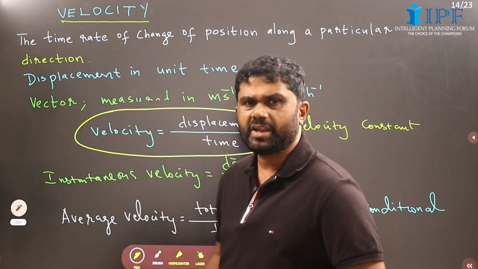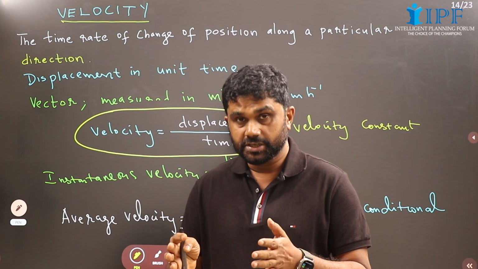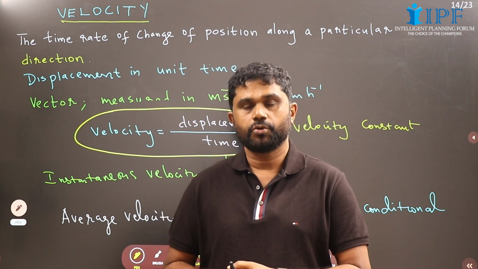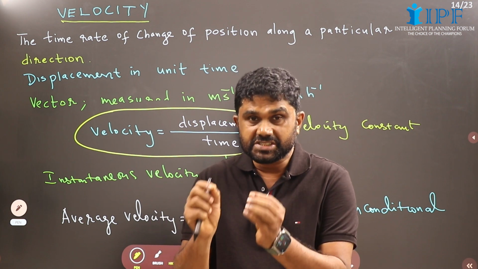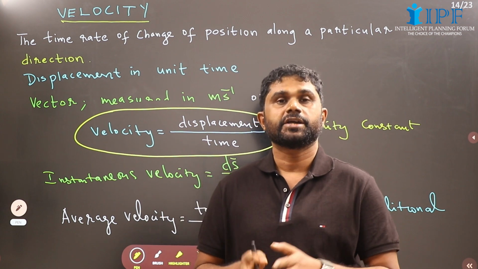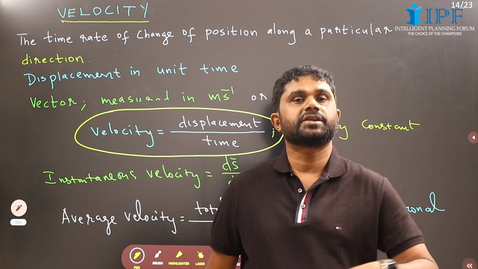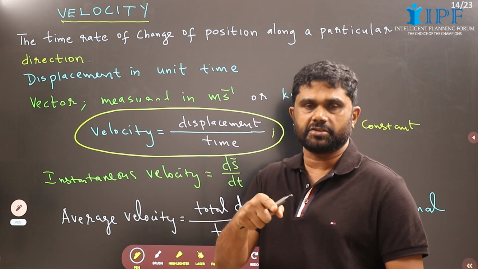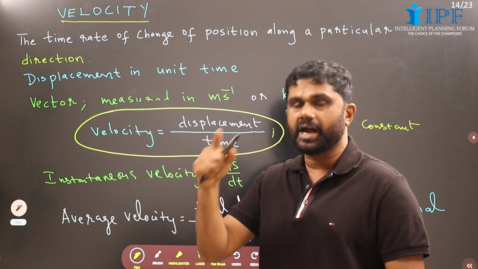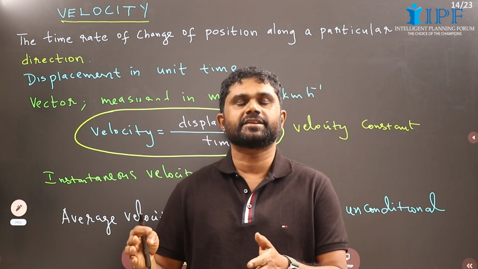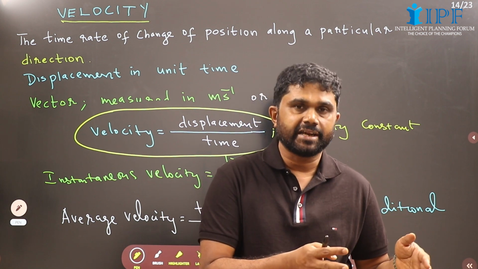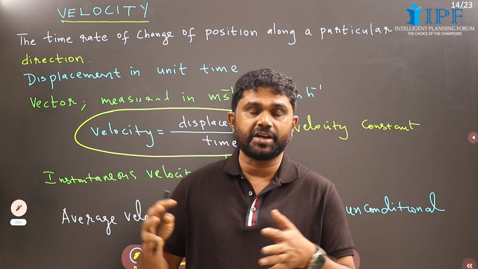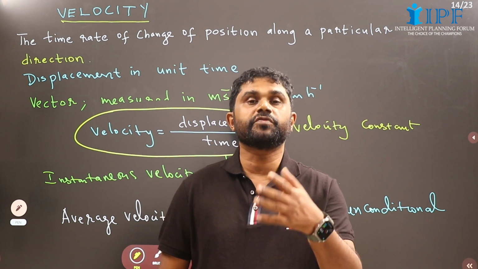A body is said to be moving with constant velocity if it covers equal displacements in equal intervals of time, however small these intervals may be. Whatever displacement is covered in the first interval, the same displacement it should cover in all the successive intervals of time. Now if a body covers unequal displacements in equal intervals of time, say in the first second it covers a displacement of 5 meter, in the next second 3 meter, in the third second 5 meter, like that, if it covers different displacements in equal intervals of time, it is moving with variable velocity.